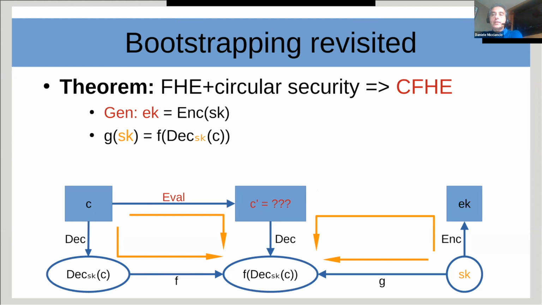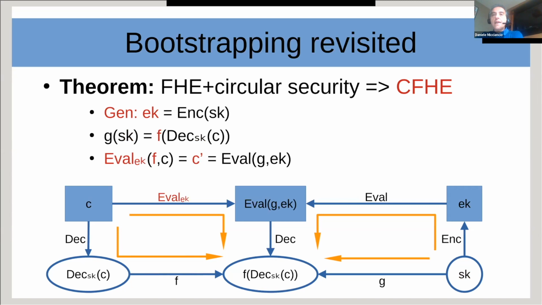A function G that maps SK to the desired output. So G is a function that maps SK to F of the decryption under key SK of C. And importantly here, we think of SK as the input to the function and C as part of the function description, so that we can apply this commuting diagram. So at this point, we're almost done.